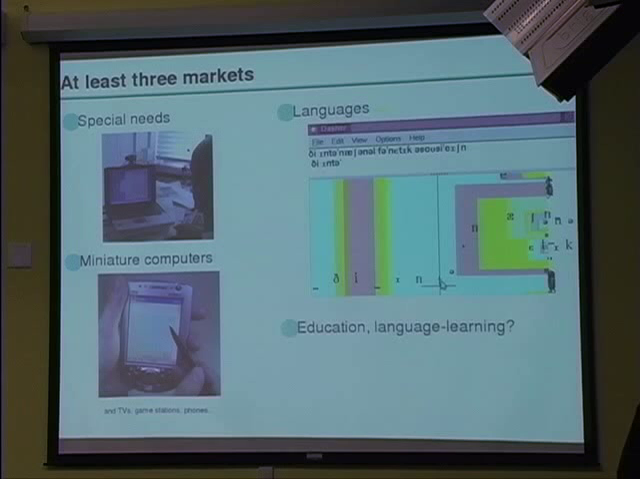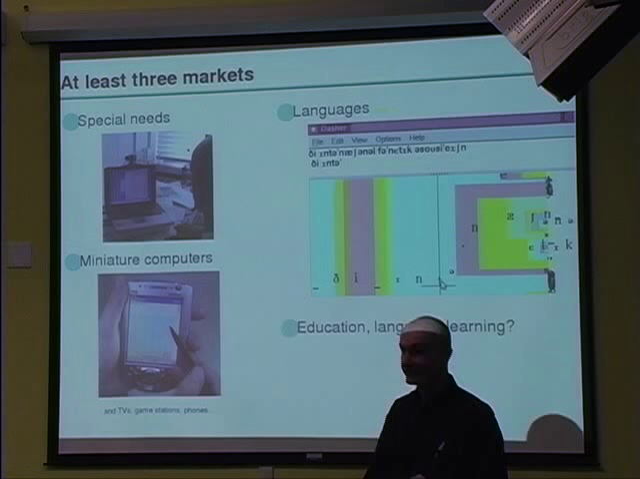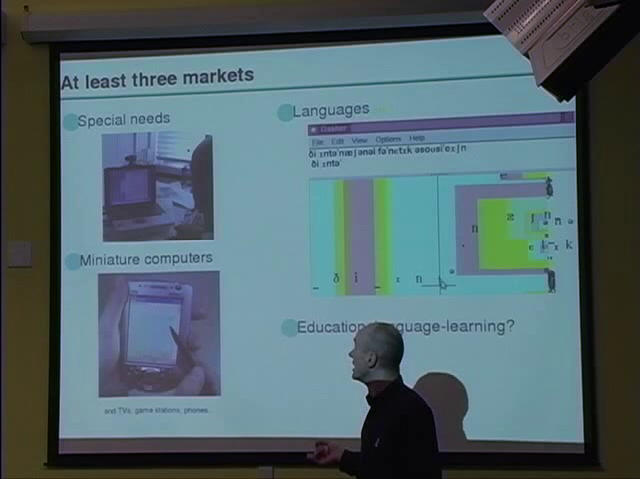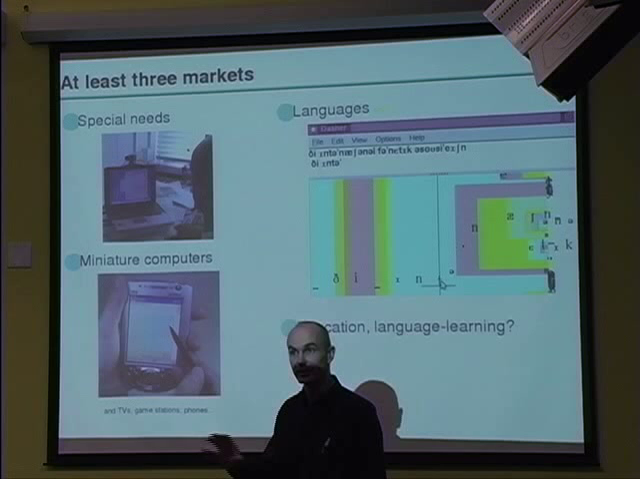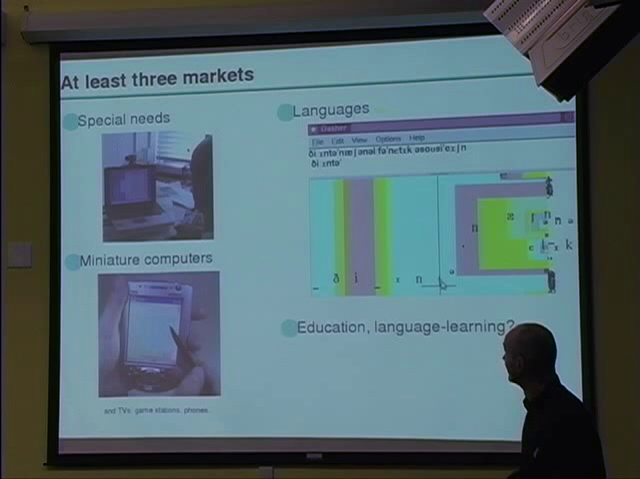So who is Dasher for? Well, the Dasher program that's available at the moment, I think we're especially focusing on the group of people with special needs. We think it would be great for people with miniature computers as well. It's working on the Pocket PC and on this Nokia internet tablet. We think there's a lot of potential there for people with portable computers.